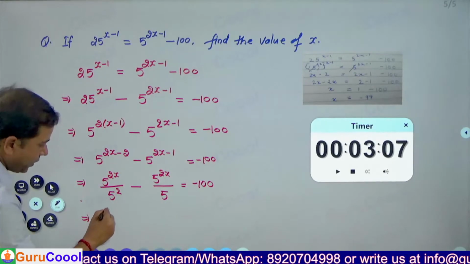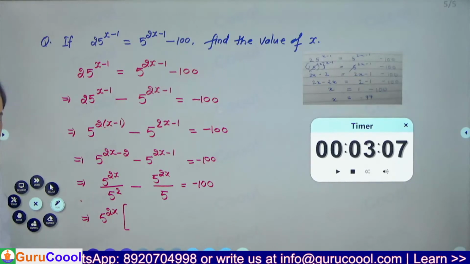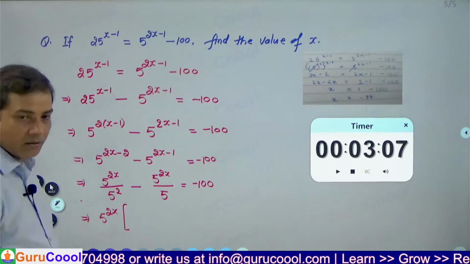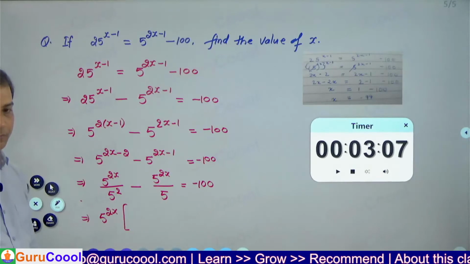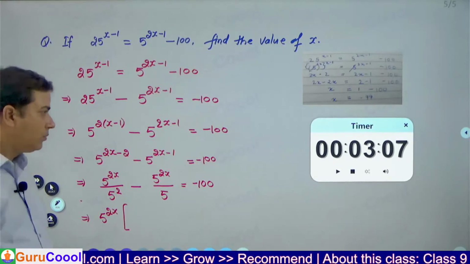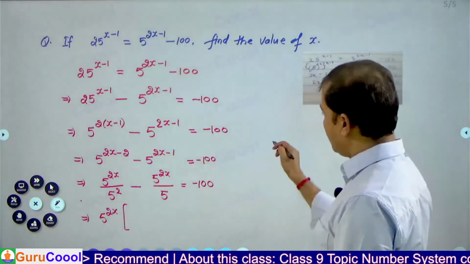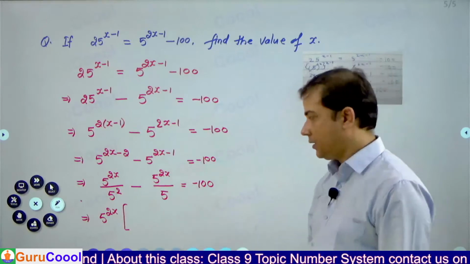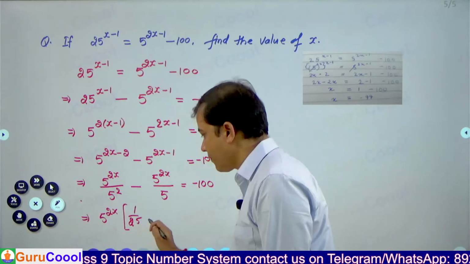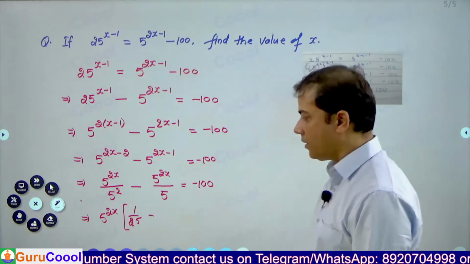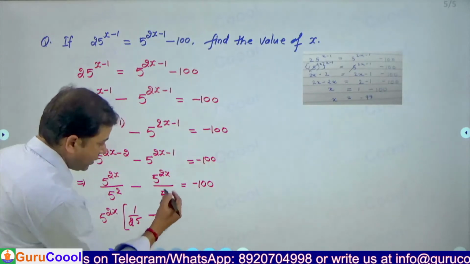5 raised to the power 2x came common from the two. What is remaining from the first term? 5 square minus... What is that? 5 square minus 5. No. See, 1 by 5 square is right. 1 by 5 square means 1 by 25. And then minus sign. What remains in the second term? 1 by 5. Right. So be careful what it is. Write that only.